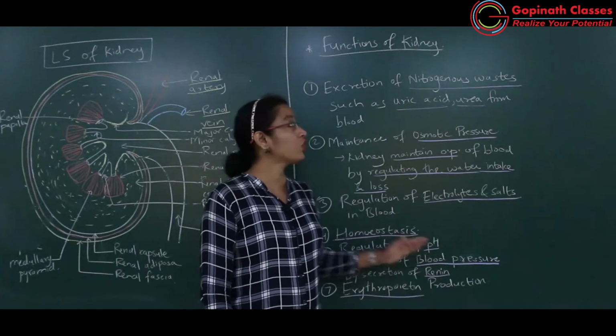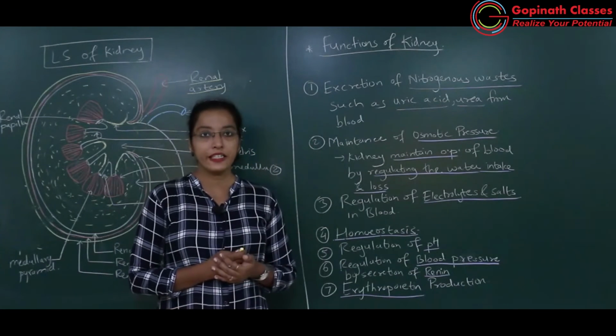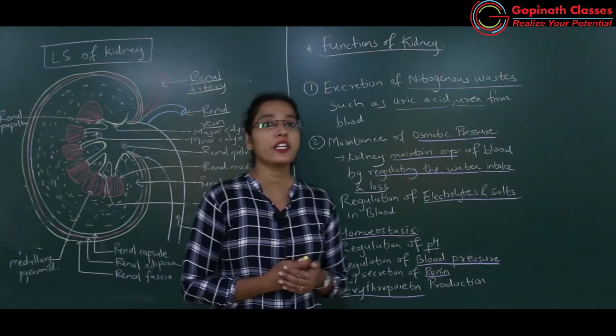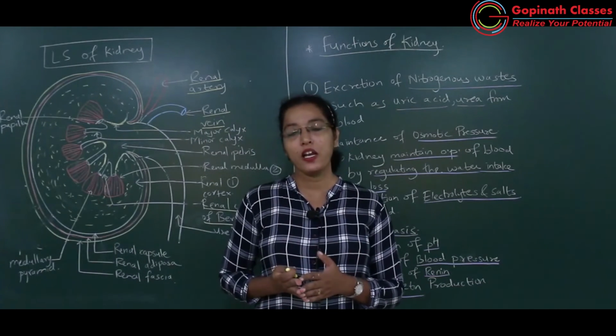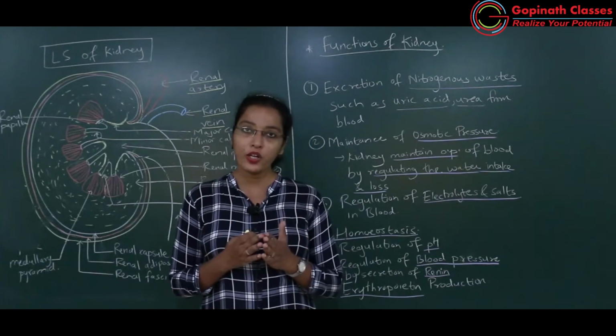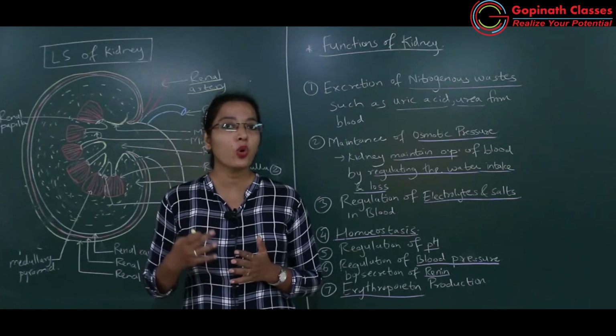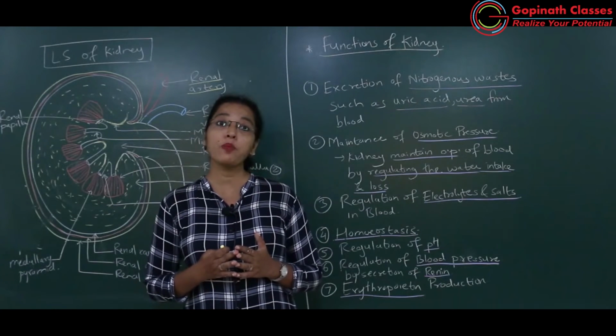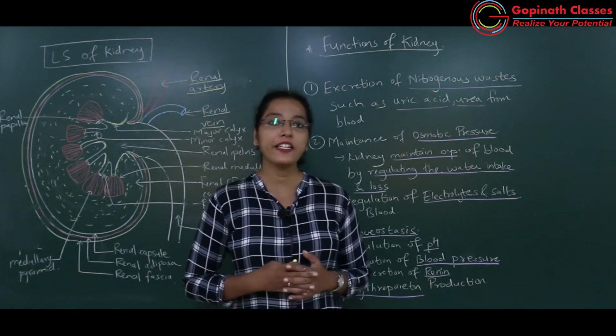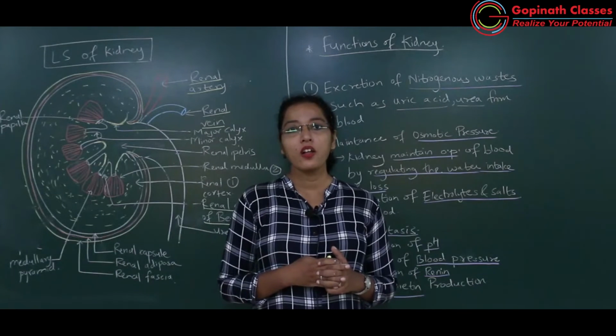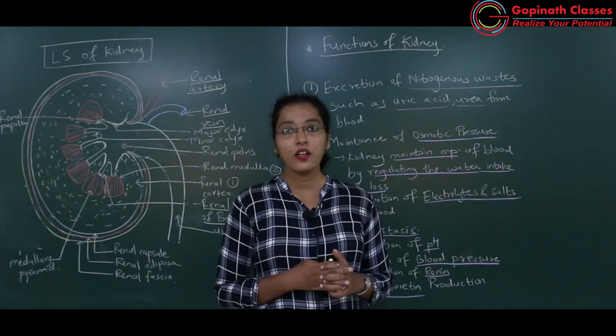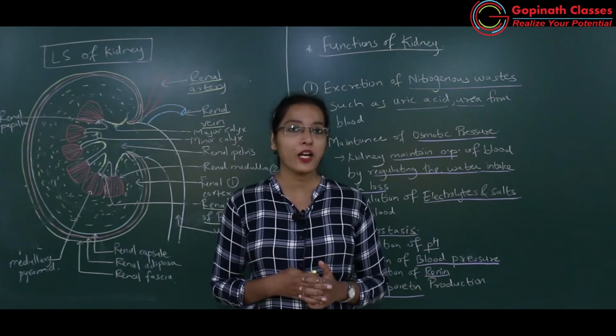Erythropoietin production is also one of the roles of kidney. Kidneys will produce erythropoietin hormone, and this erythropoietin hormone will induce erythropoiesis. It stimulates erythropoiesis, and erythropoiesis कहाँ पे होता है? Formation of RBCs. It takes place in the bone marrow.